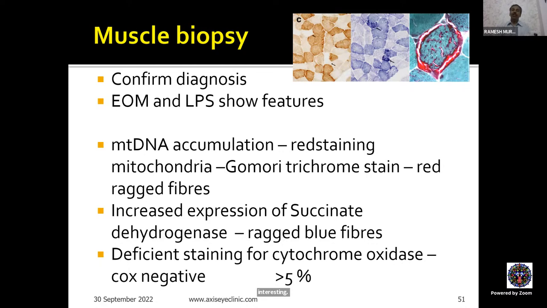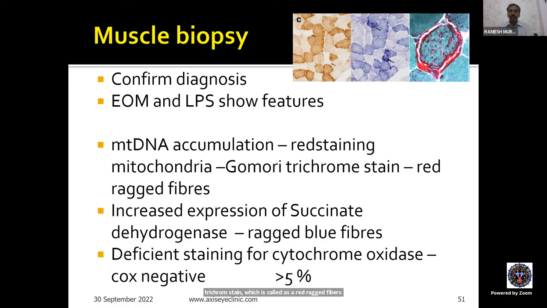If you get a piece of the extraocular muscles during squint surgery or the levator muscle during ptosis surgery, even that might show the features of the muscle biopsy. So when there is accumulation of the mitochondrial DNA, the mitochondria are going to stain red with Gomori trichrome stain, which are called red ragged fibers, which you can see in the picture on the extreme right.